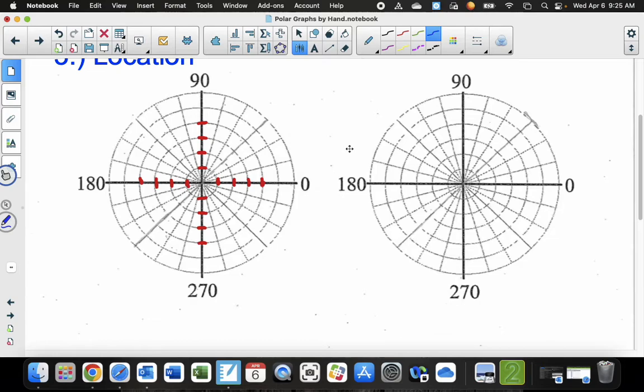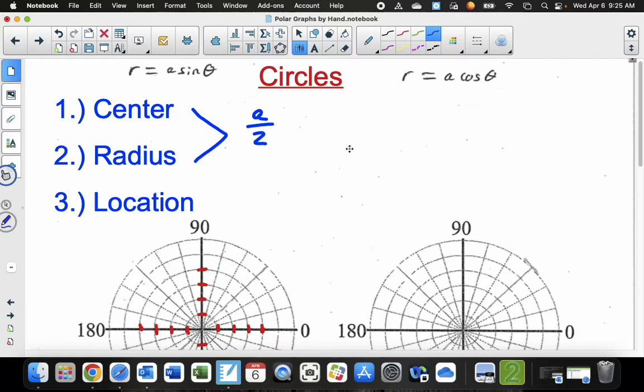If you put those pieces together, you can pretty quickly graph a circle. Most of this is coming from a. The only thing that's not is whether it's sine or cosine, the location of which axis you're on. Otherwise, pretty much everything else is coming from a when you're dealing with circles. Any questions that you have on circles? Okay, those are pretty quick. Those are probably by far the easiest of the 3.